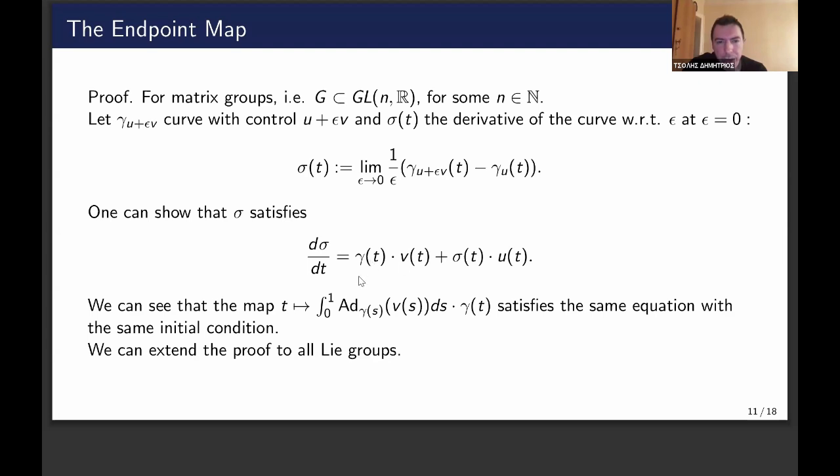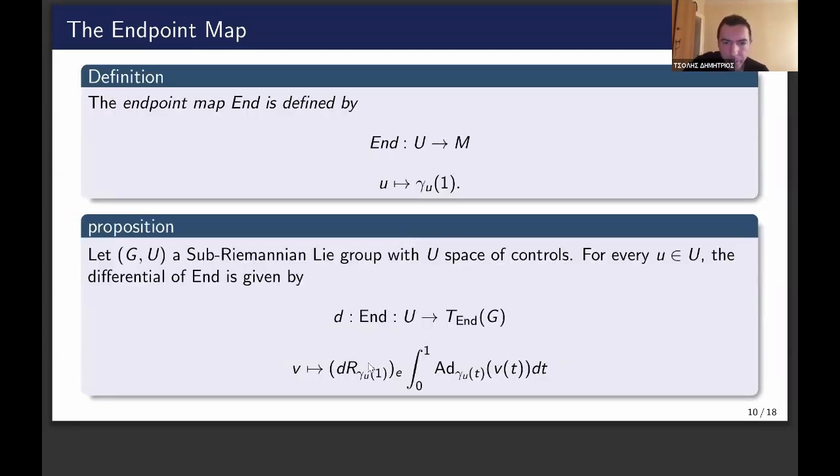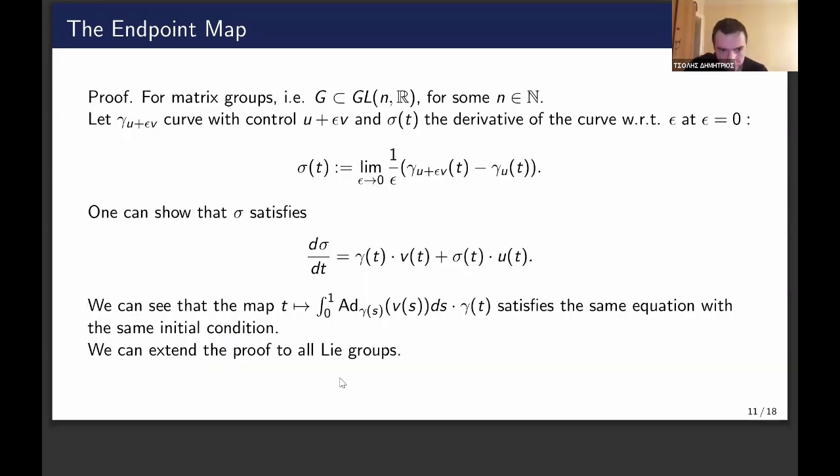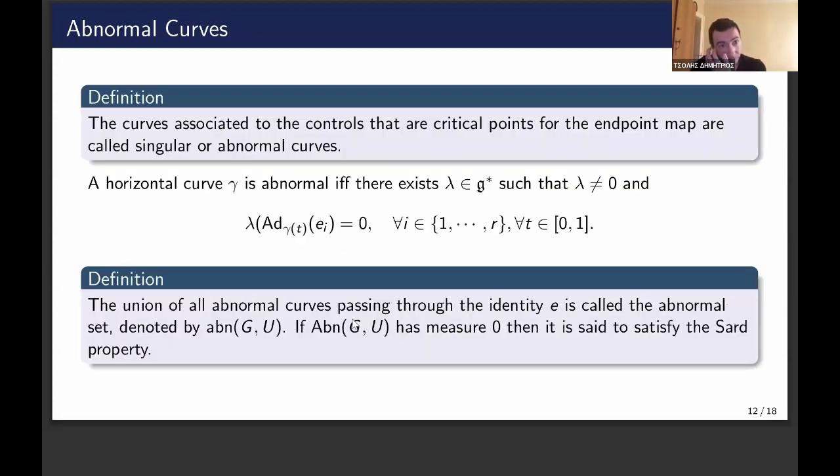So when we plug it in, this must be the solution, and since it satisfies the ODE, then we know that this is actually the derivative of the endpoint map. Extended to all Lie groups, there's actually a theorem that can do this. This is Ado's theorem, and it actually holds for all Sub-Riemannian manifolds. Okay.